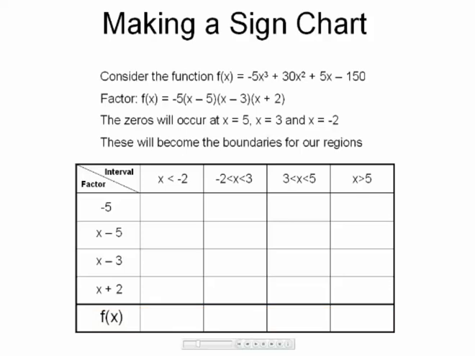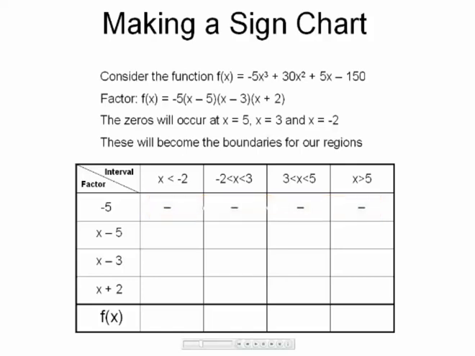Now you'll notice that this is called a sign chart, and the reason it's called a sign chart is we are going to fill in the sign of each of these regions for the individual factors. So this table will be filled with positive and negative signs based on our calculations. And the easiest place to start is at the factor negative 5, because no matter where we are in any of these regions, this will always be a negative number.